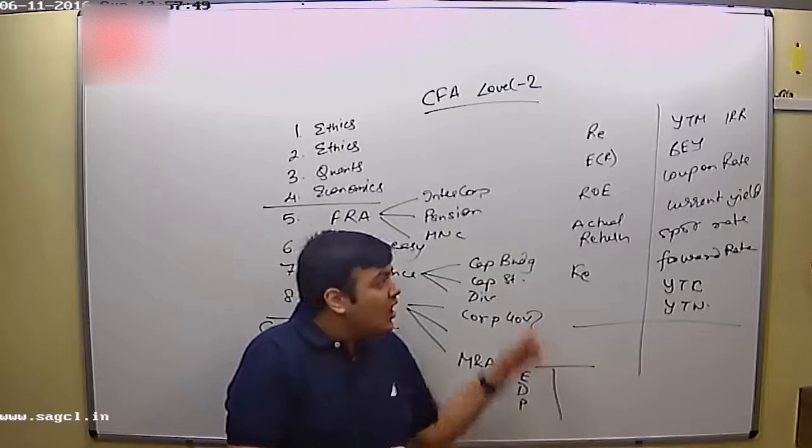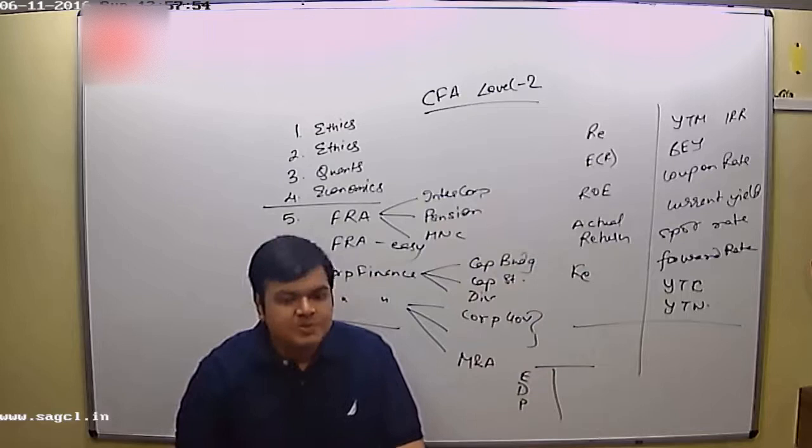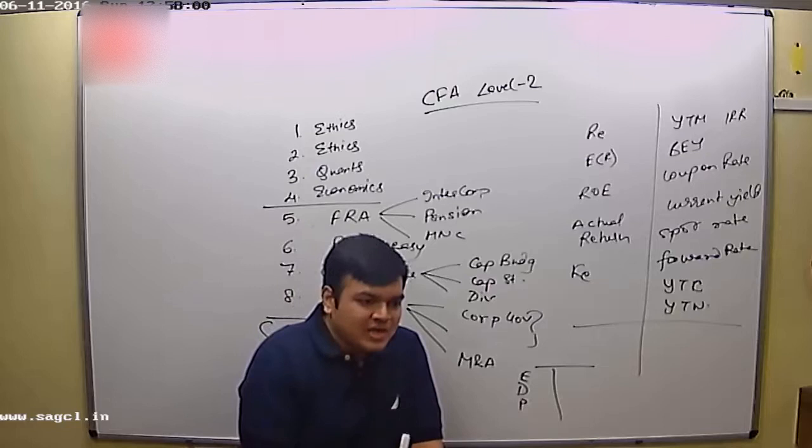Return on equity, RE ka agar baat karoge, that is the required rate of return from the investor's perspective. RE will be calculated using RF plus (RM minus RF) beta, ki itna systematic risk hai, toh mere ko itna return chahiye. In a perfect market, you can assume RE and KE will be equal.